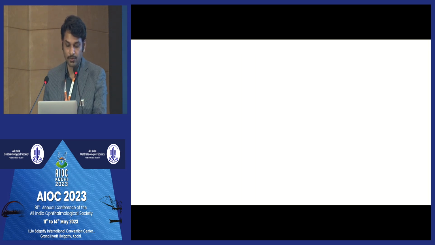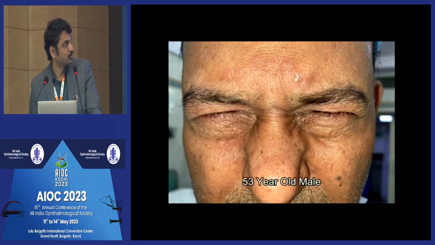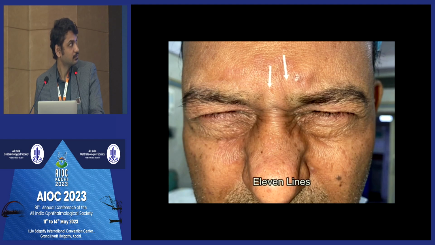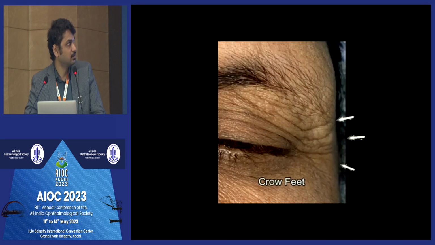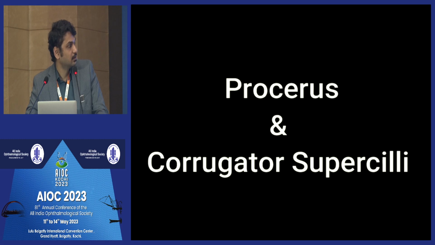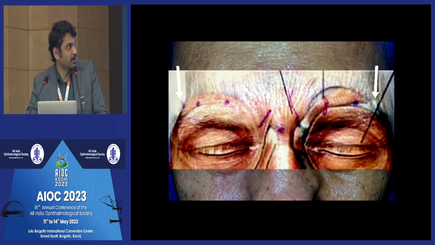This is a video showing the use of Botox in aesthetics. So we are giving for frown lines, and as you can see, the patient is having more of a bunny lines, and this is for crow's feet. Since the patient is a male, we are targeting the lateral part also, as I described earlier.